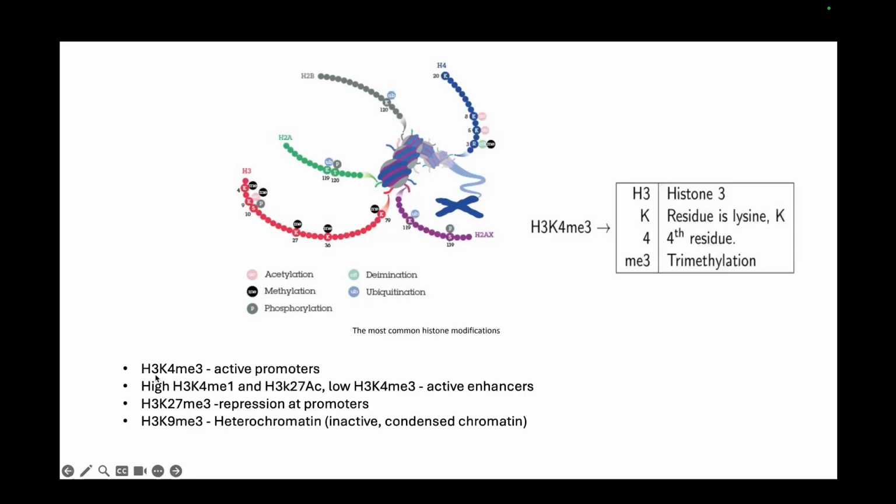So if it's the fourth histone 3 lysine residue with trimethylation, these are active promoters. You have other signatures like H3K4Me1 and H3K27Ac. This is an acetylation, not a methylation. These are signatures of active enhancers, and you can have signatures of promoters and repressors as well. So H3K27Me3 is an example of expression repression at promoters, and H3K9Me3 is a signature of heterochromatin, which is basically inactive and condensed chromatin.